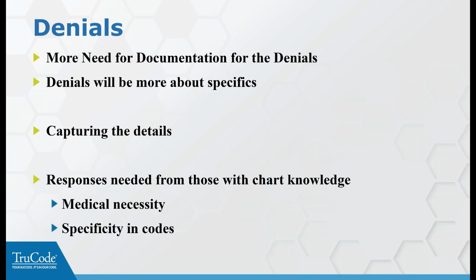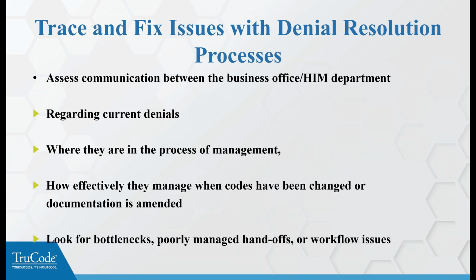And again, when you start looking at HCCs, those hierarchical condition codes, and when they're looking at blending and bundling our payments, that's all coming from these codes. And so we got to make sure that everybody who's using the codes understands what kind of damage that can do. So with that, we may need responses from those with chart knowledge for looking at things like medical necessity and specificity in code. So I think you're gonna see this more. I'm starting to see this creep up a little bit. We need to make sure we're watching those. So we need to make sure that we are tracing and fixing those issues. What are the issues causing denials, and how are we fixing those?